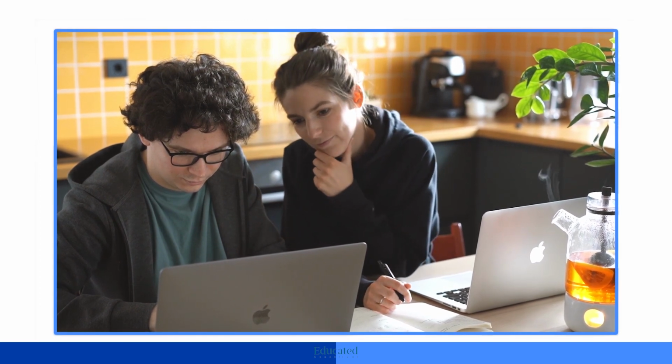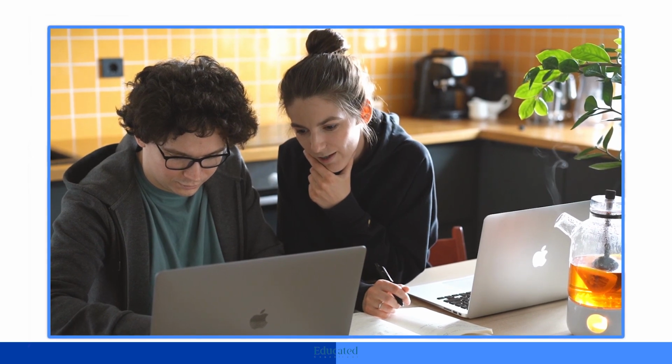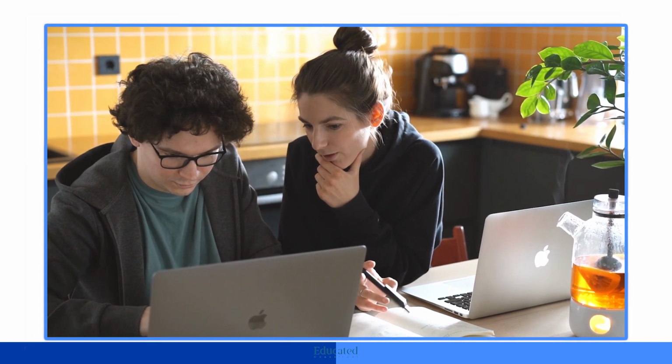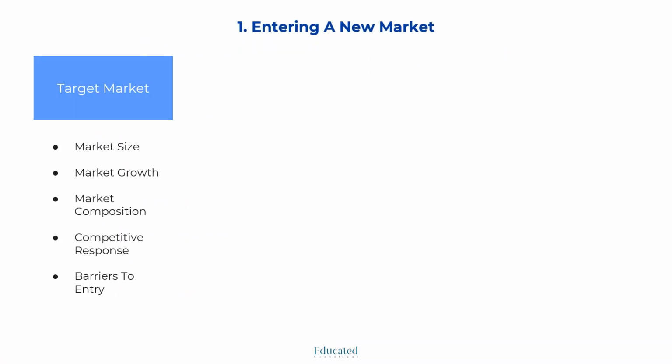Pause the video on each framework to read through and study how these frameworks have been created. Further, you should read them aloud to practice your communication of frameworks whilst boosting your learning. Number 1 is entering a new market.